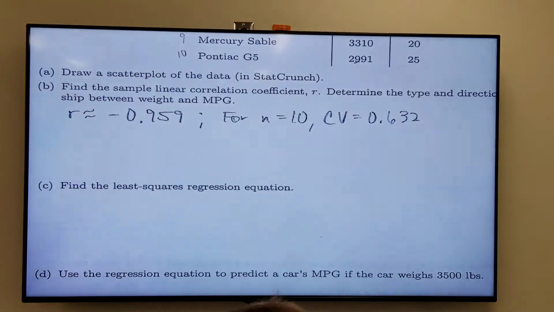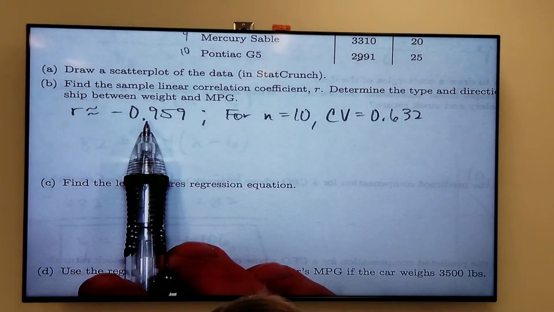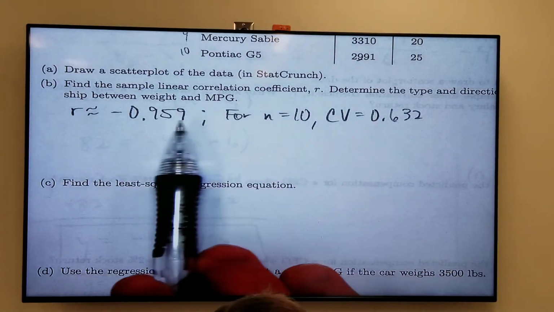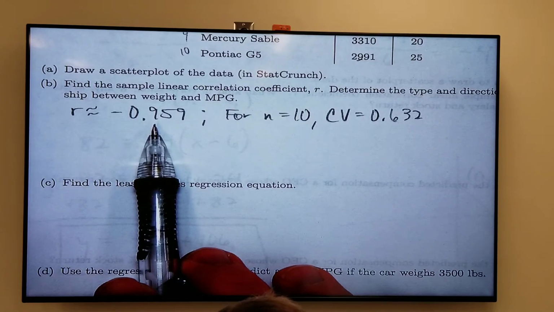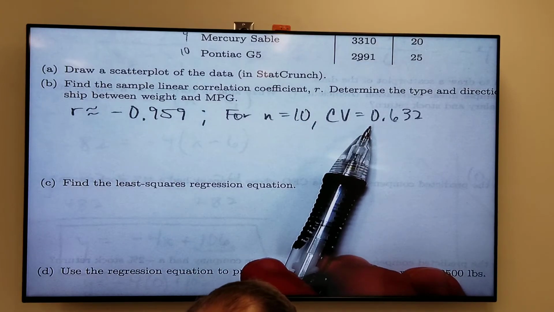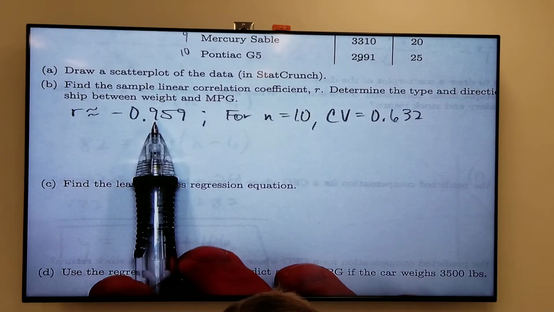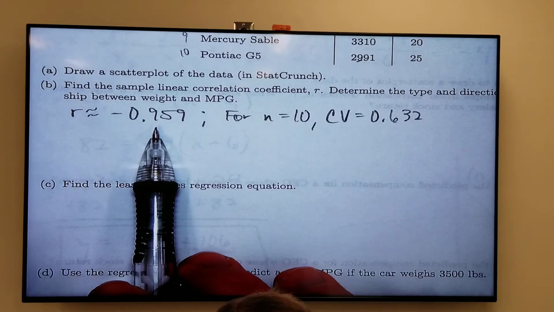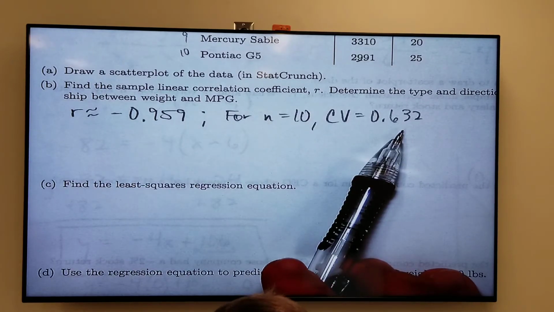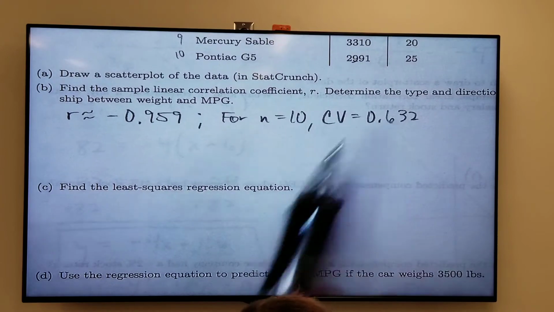And remember, you compare the absolute value of r to the critical value. The absolute value of r needs to be bigger than the critical value in order for you to conclude that a linear correlation exists. And in this case it is, right? The absolute value of r is going to be 0.959. That's bigger than the critical value of 0.632. So there's a linear correlation.